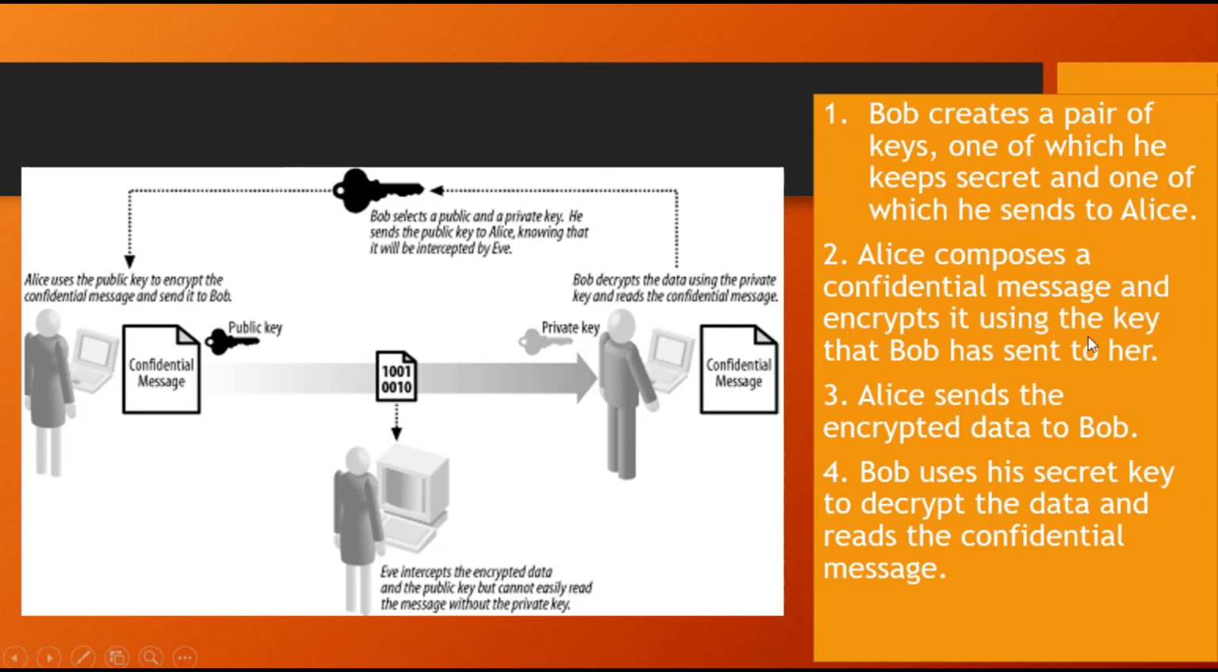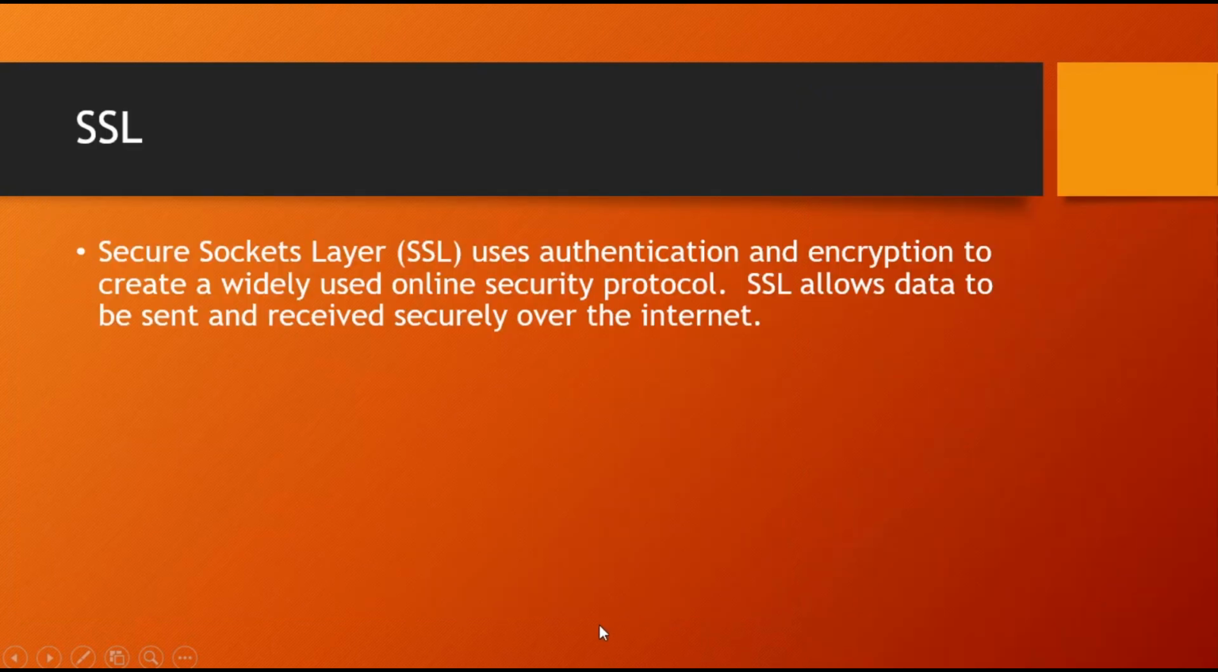So these are the four scenarios that you need to understand in asymmetric encryption. Bob creates a pair of keys, one of which he keeps secret, which is the private key, and one of which he sends to Alice. Alice composes a confidential message and encrypts it using the key that Bob has sent to her. Alice sends the encrypted data to Bob. Bob uses his secret key to decrypt the data and reads the confidential message.